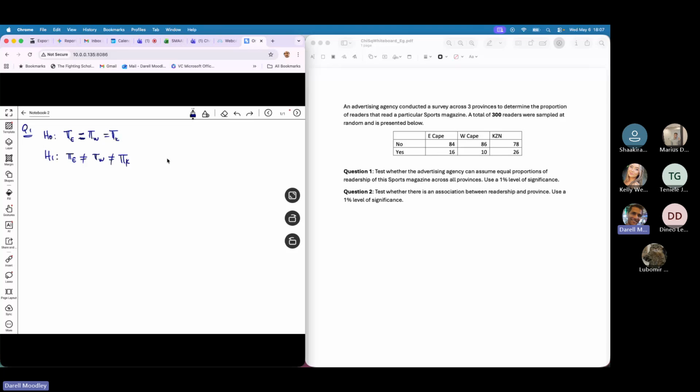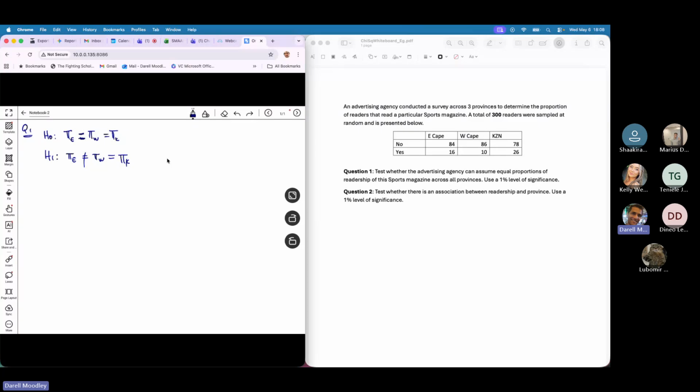Okay, so you would be tempted to say pi E not equal to pi W not equal to pi K. You'd be tempted to do that, but don't, because that isn't exactly what H1 is. For H1, we only care that one of them differs. So I could have pi E equal to pi W, but pi E not equal to the proportion in KZN. Or I could have these two equal and this one not equal. That's good enough. So that's what H1 is.